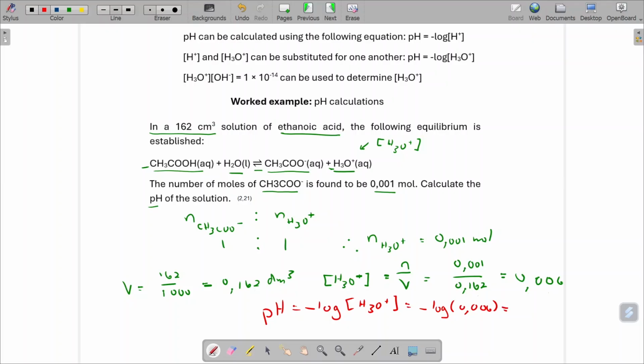That gives us an answer of 2,22. Therefore, pH has a value of 2,22, which you can see is acidic, which is what you'd expect because this is an acid that is in solution.